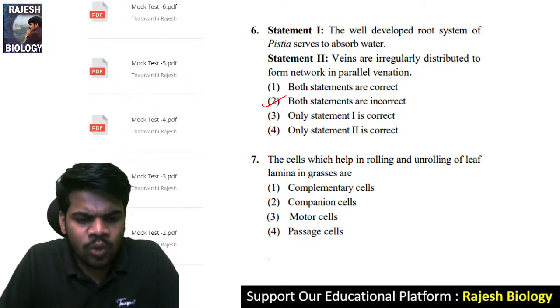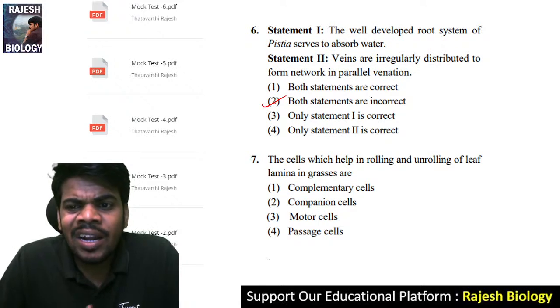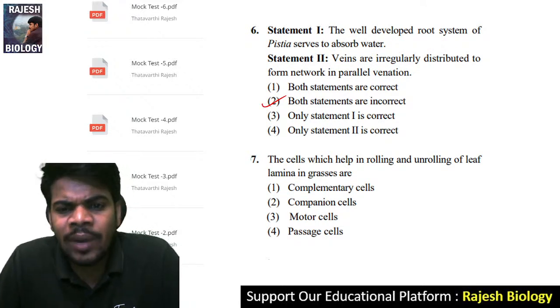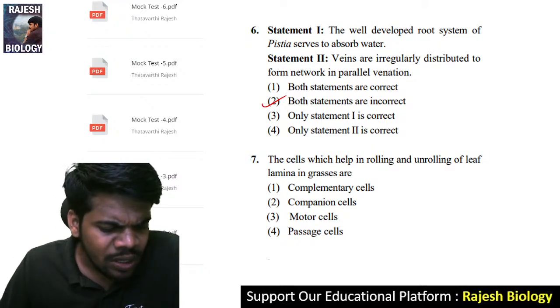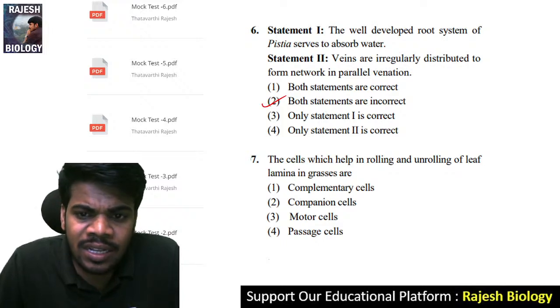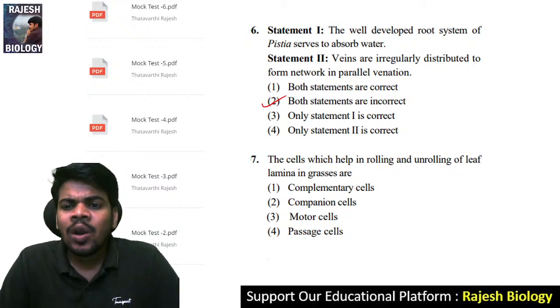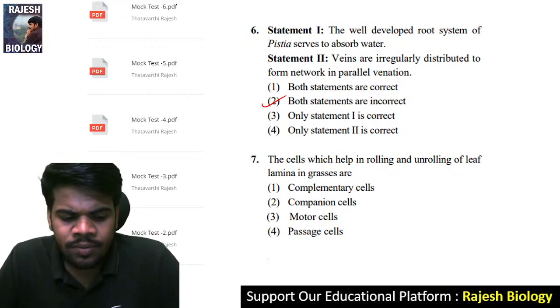Come to the 7th question. The cells which help in rolling and unrolling of leaf lamina in grasses are. Oh, Nagajyoti, try to mention the question number also. The cells which help in rolling and unrolling of leaf lamina in grasses are.